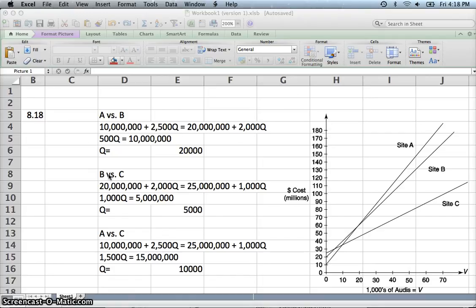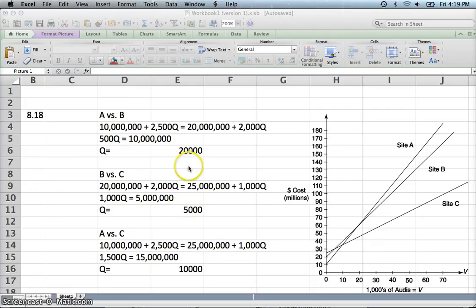We have Audi Motors, who is producing an SUV, and they're looking at three locations, Site A, Site B, and Site C. Normally we expect to get a quantity when we compare A to B that would indicate that below that quantity A is the best, the site with the lowest fixed cost. Then when we compare B to C, we would get a higher amount, which would indicate that in between these two numbers, Site B is the best, and above the second number, Site C is the best.